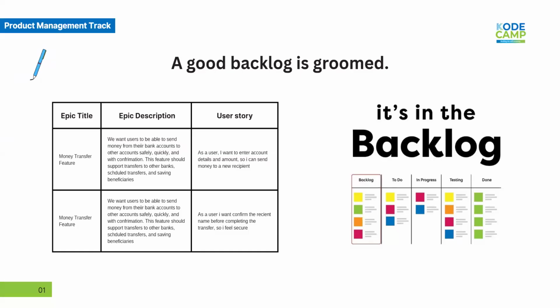But what matters is the top of your backlog should always be clean. That's the part your team is pulling from. That's the part closest to becoming reality. So keep that section sharp, keep it well written, detailed, and prioritized.